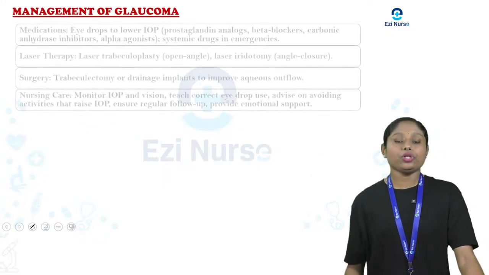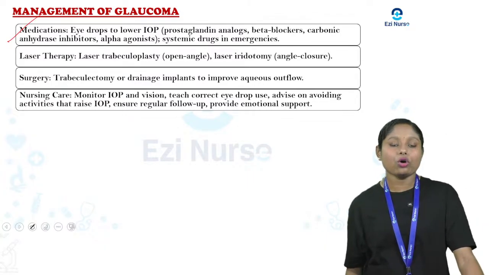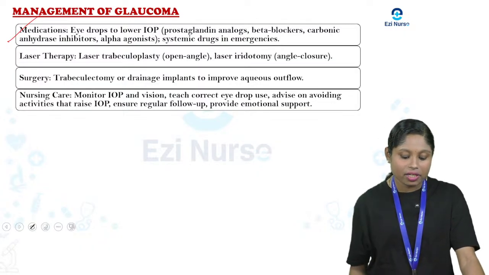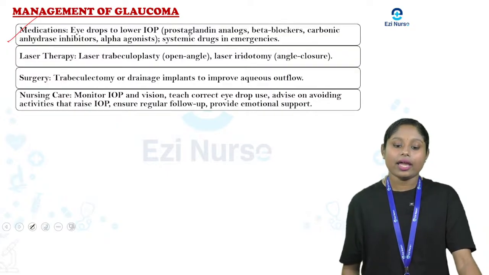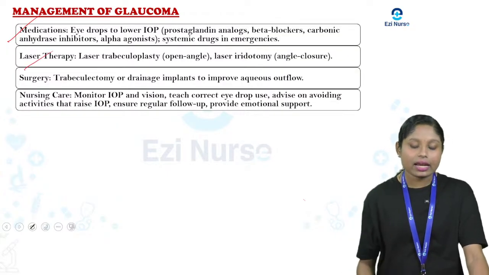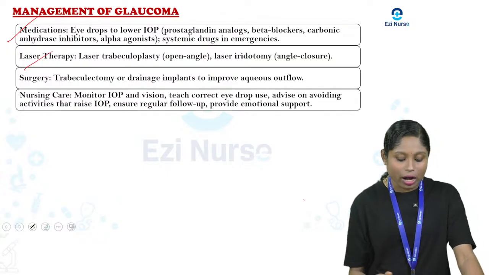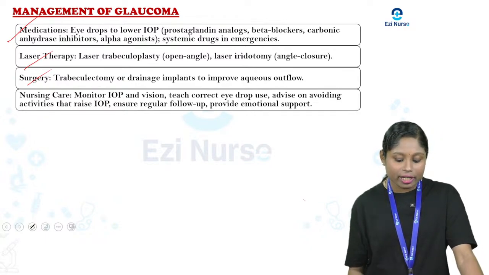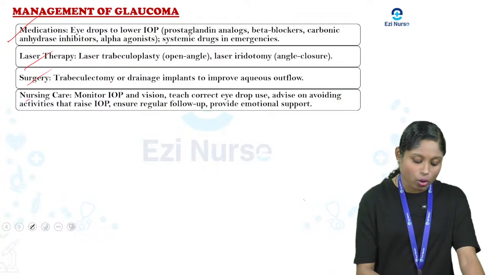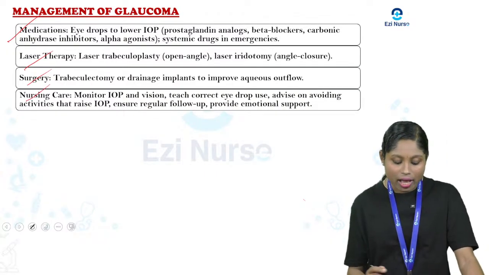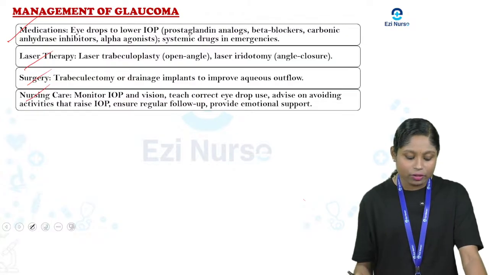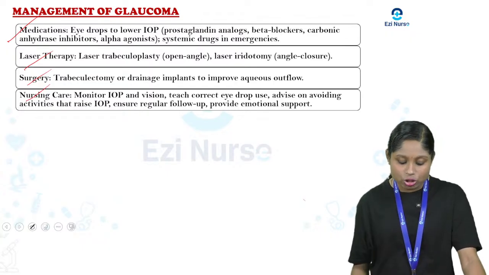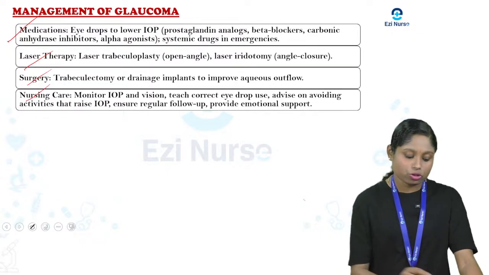So what will be the management of glaucoma? It is medication like eye drops to lower the intraocular pressure: prostaglandin analogues, beta blockers, carbonic anhydrase inhibitors, alpha agonists, and systemic drugs in emergencies. Laser therapy, that will be laser trabeculoplasty and laser iridectomy. Surgery, trabeculectomy or drainage implants to improve aqueous outflow. Nursing care: monitoring the intraocular pressure and vision, teach correct eye drop use, advise avoiding activities that will raise IOP levels, ensure regular follow-up and provide emotional support. So these are the management.